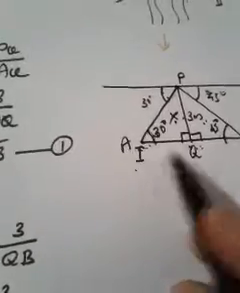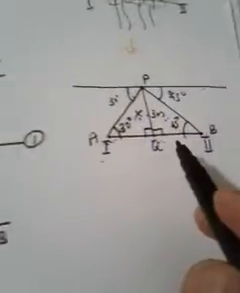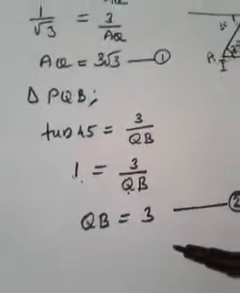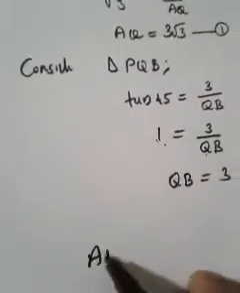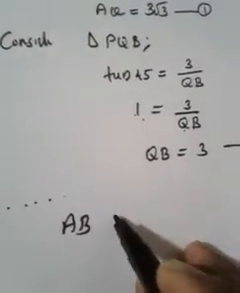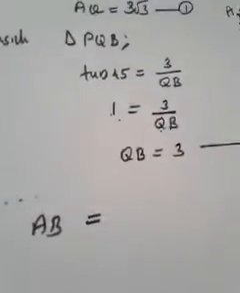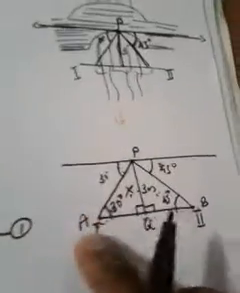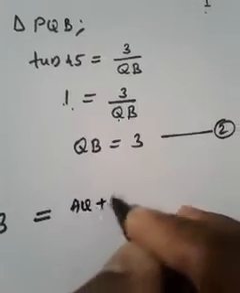So we understood AQ from the first equation. We understood what is QB from the second equation. Then how can you calculate AB? Now it is time to calculate AB. AB is nothing but the width of the river. So here you can write, the width of the river AB is equal to, from the figure it is very clear that AB is nothing but AQ plus QB.